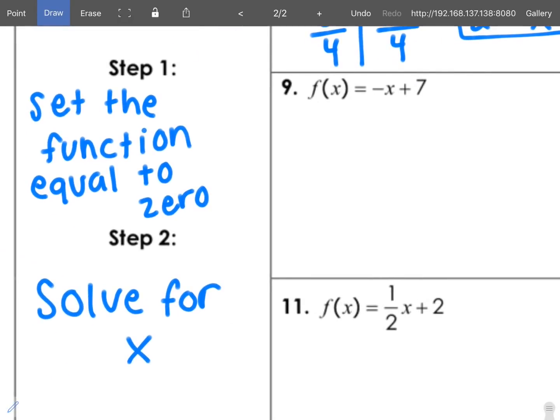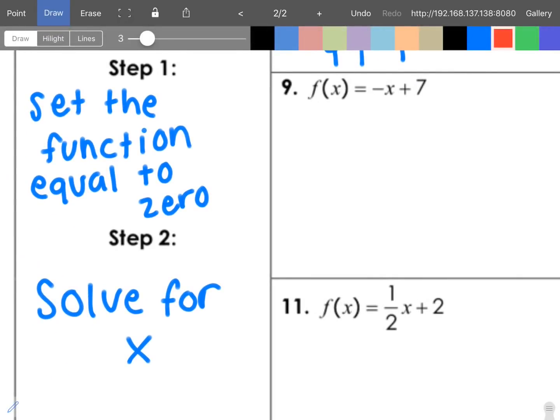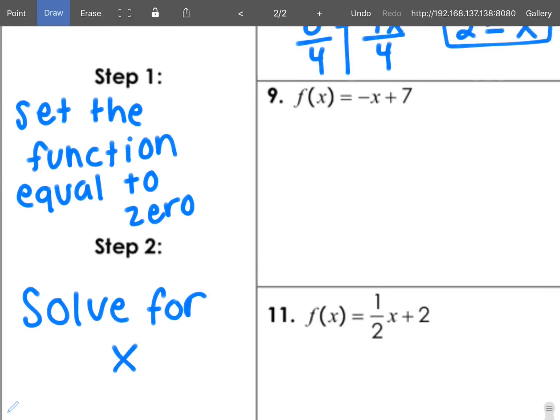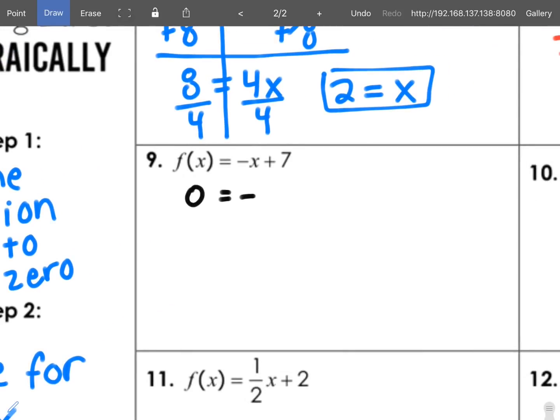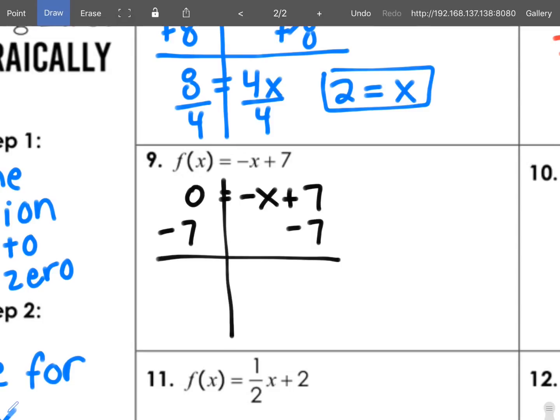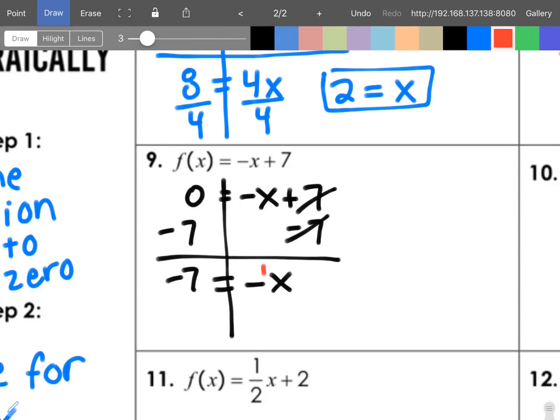Okay, first step, set the function equal to 0. And then we're going to solve for x. So 0 equals negative x plus 7. So I'm going to subtract 7 from both sides. So negative 7 equals negative x. Now I can't have a negative x. There's a negative 1 right here. It's like an imaginary 1. So we're going to divide by negative 1 to both sides. So x equals negative divided by negative is a positive 7.